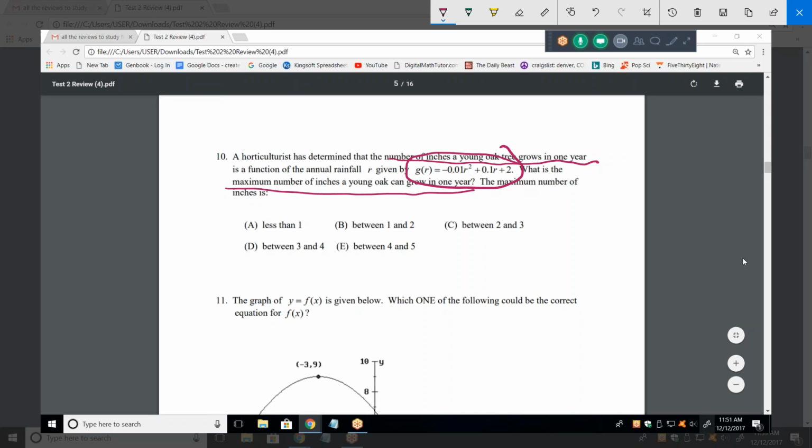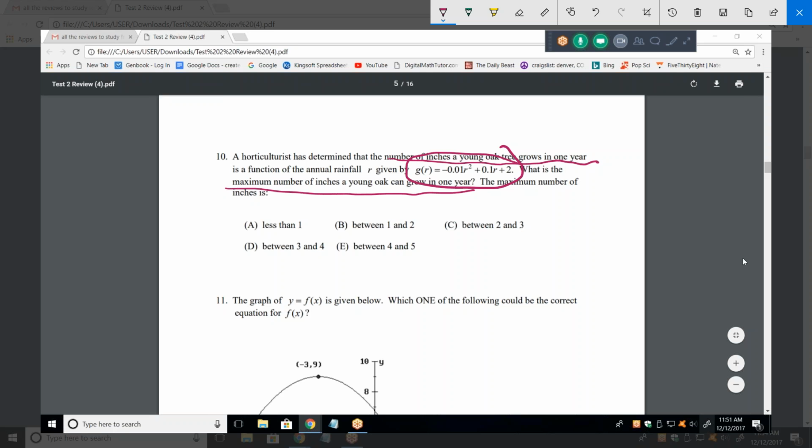Are you allowed to use a calculator in all of these? Yeah. Really? So you could just plug that into your calculator and figure out the vertex, right? Or you could do it the way we've been doing it, using minus b over 2a. What's going to be easier here? The calculator probably. I don't think so.